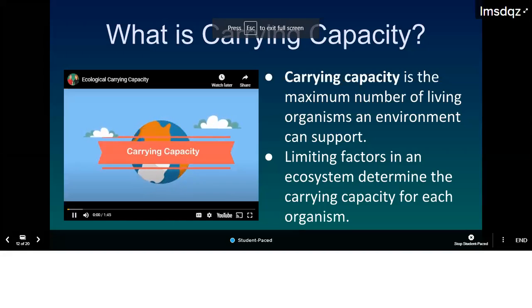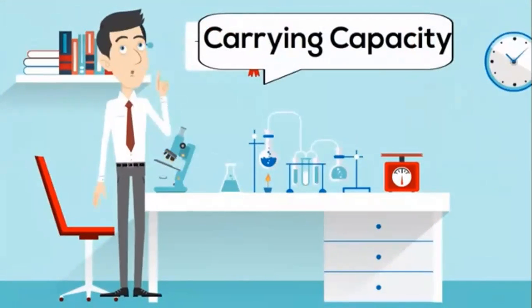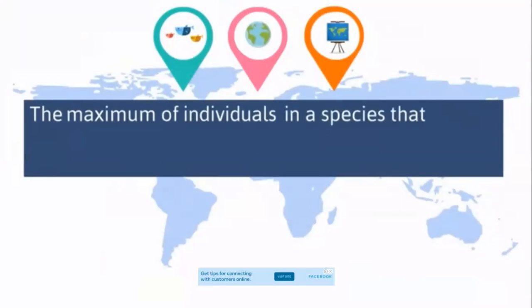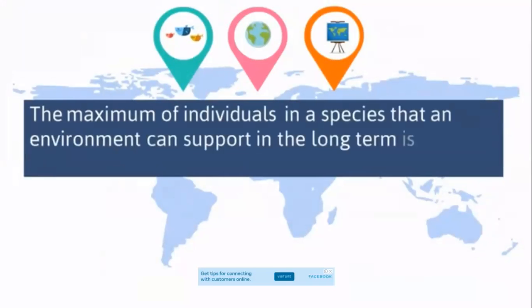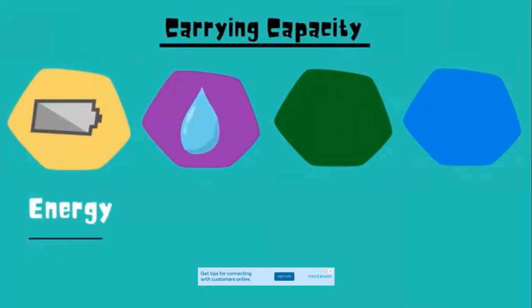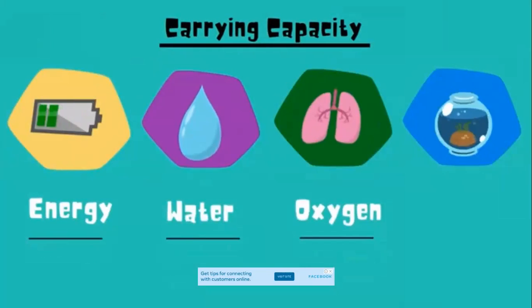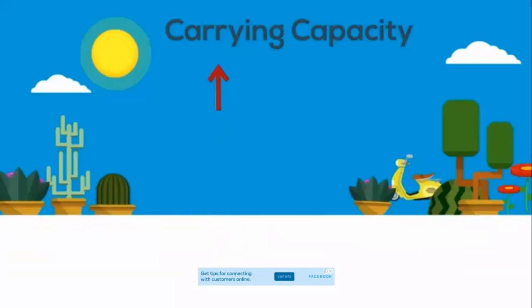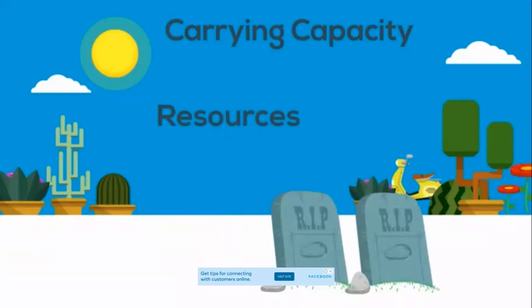In this video, I'd like to talk about carrying capacity of an environment. The maximum number of individuals in a species that an environment can support for the long term is the carrying capacity. Carrying capacity is limited by the energy, water, oxygen, and space, which are all limiting factors. As a population nears the carrying capacity, resources become limited. And if a population exceeds the carrying capacity, deaths begin to outnumber births.